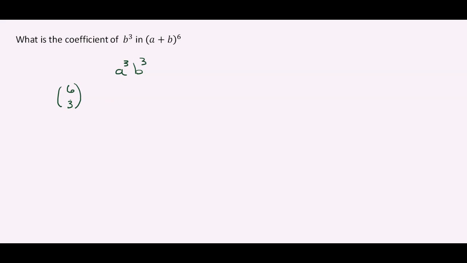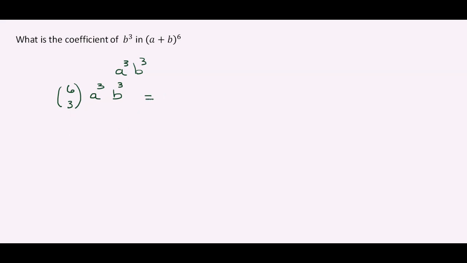So 6 combination 3, then we have a to the third power, and then b to the third power. So now let's go ahead and find the value of 6 combination 3.